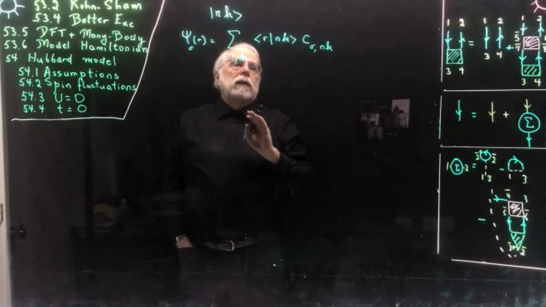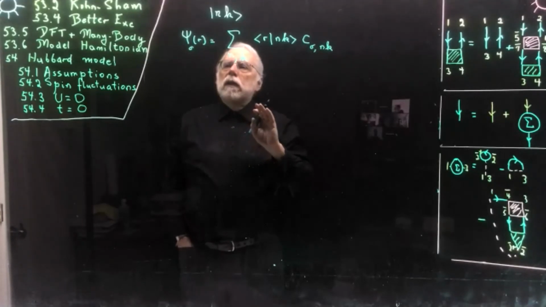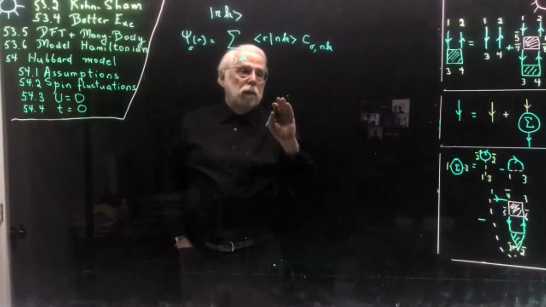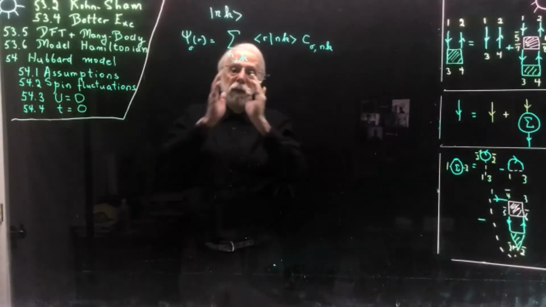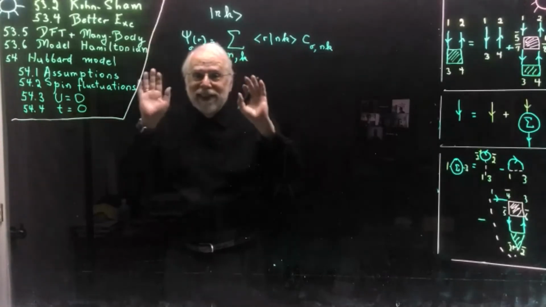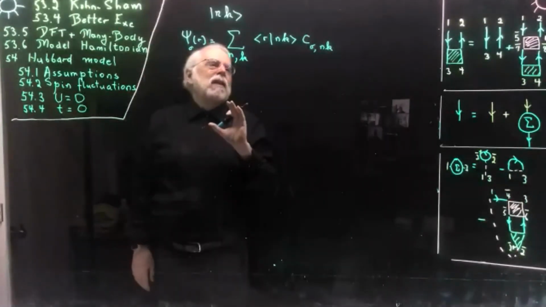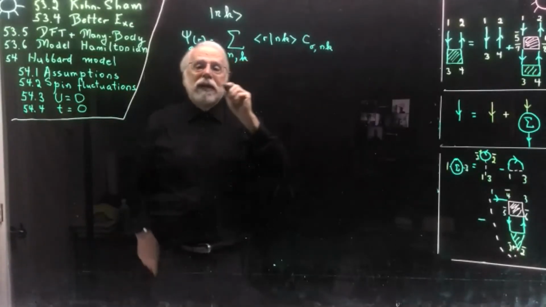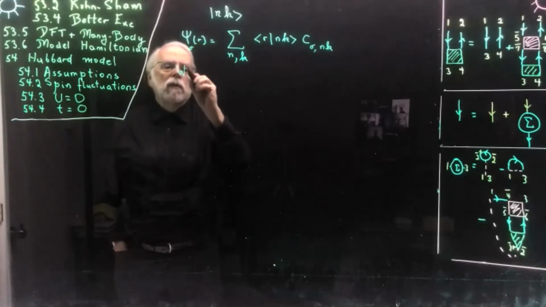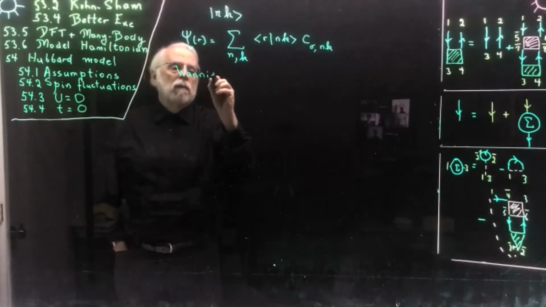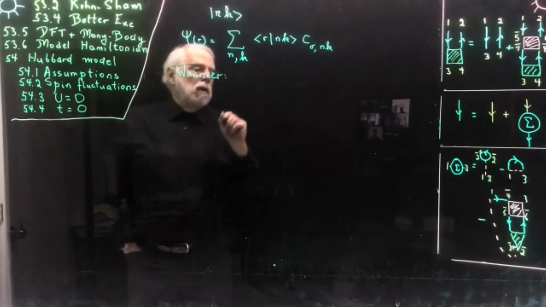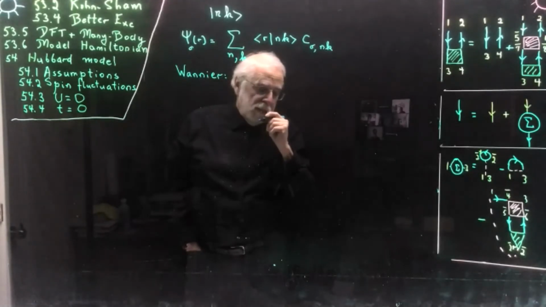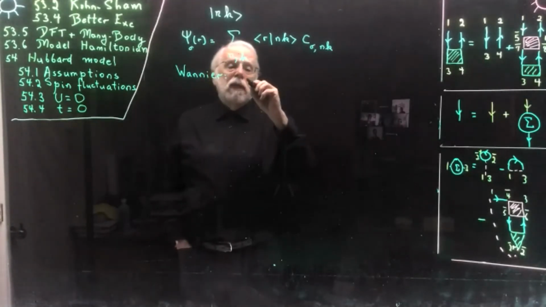But the interaction is better written in a basis that looks more like the atomic basis, more like real space, right? Because the interaction U is on the atom, from the physics we just discussed. So instead of using this Bloch basis, we're going to use the Wannier basis. So what is the Wannier basis?